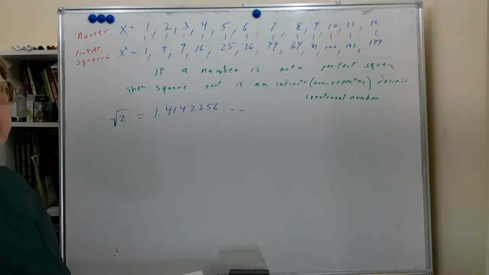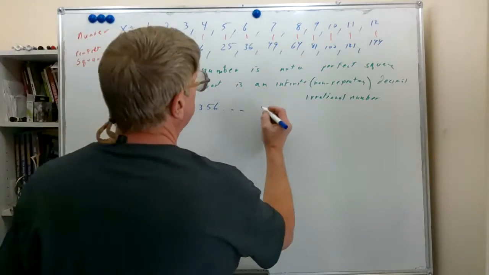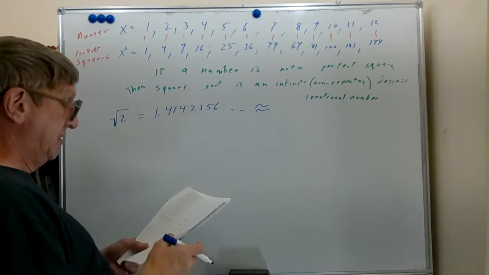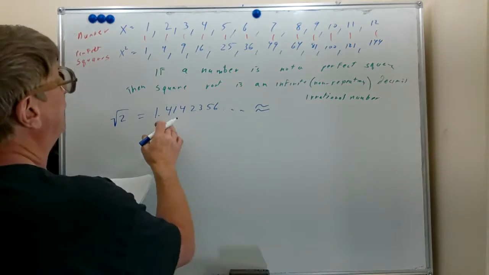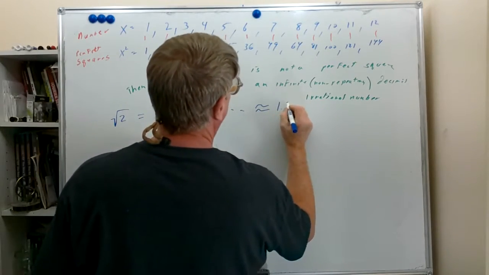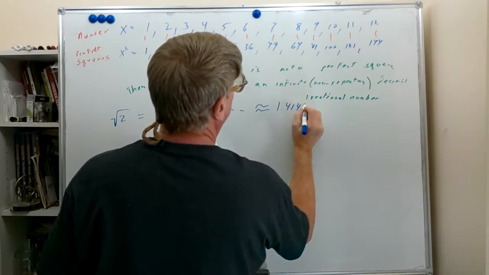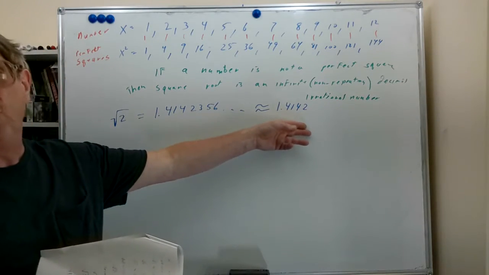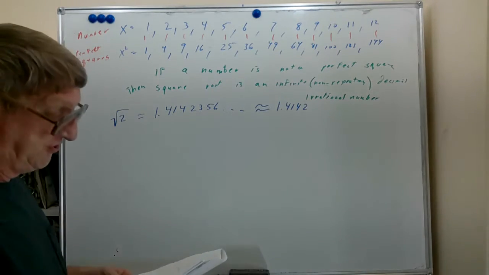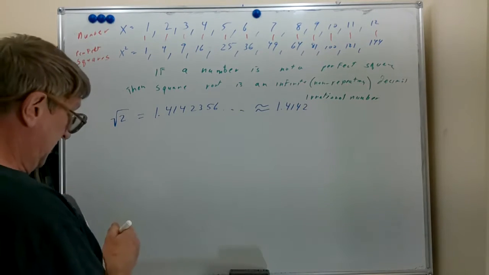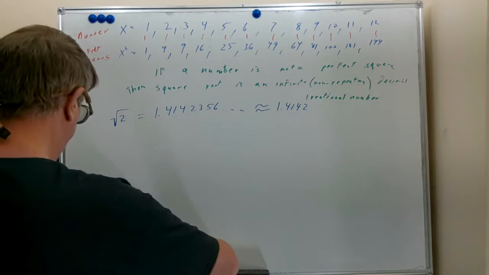So with these kinds of numbers, most of the time we approximate them, and here's the approximately equal symbol, the wavy equal sign. If we round this to 4 decimal places, we end up with 1.4142. For most of your calculations, 4 decimal places will give you sufficient accuracy. I can't guarantee it always will, but in most cases it will.